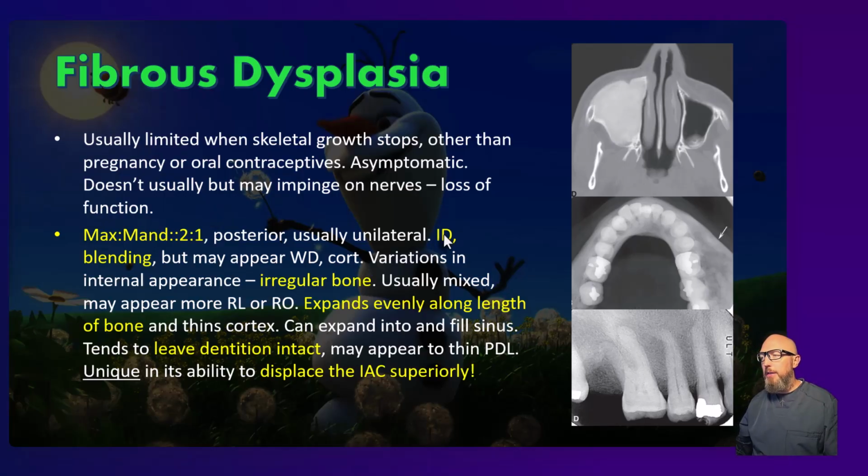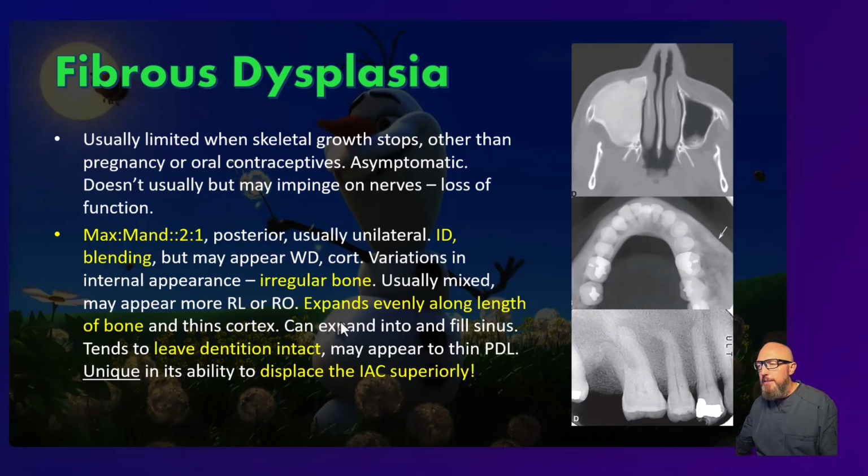Typically, this is going to be ill-defined, though. It's going to blend in with the adjacent bone. You're going to have that granular appearance of bone. But as I said in the last slide, there's a lot of variation to the way it looks. This one looks more cloudy, maybe like Paget's disease, kind of a mixed appearance. More often, though, you're going to have this generalized moderate gray appearance, or the ground glass appearance.